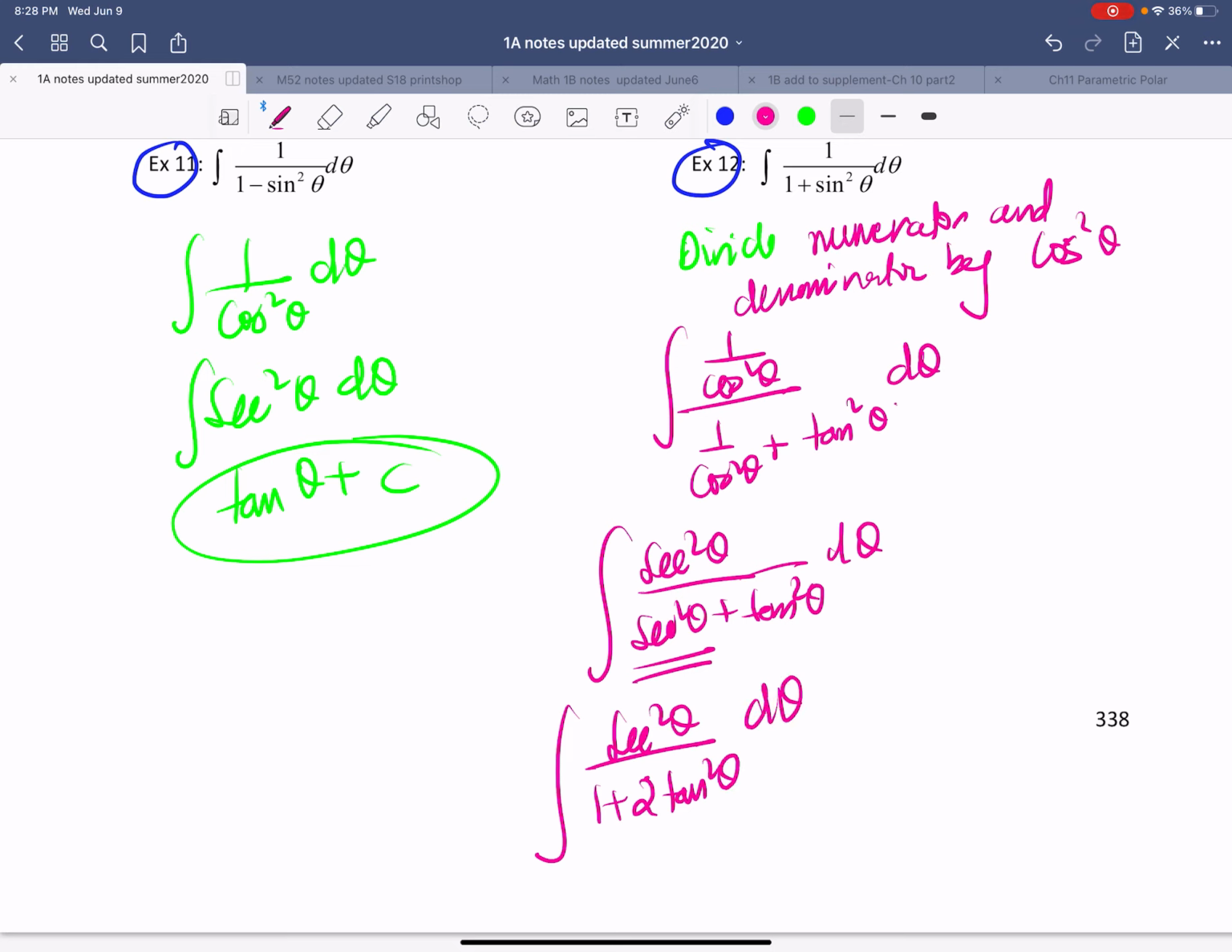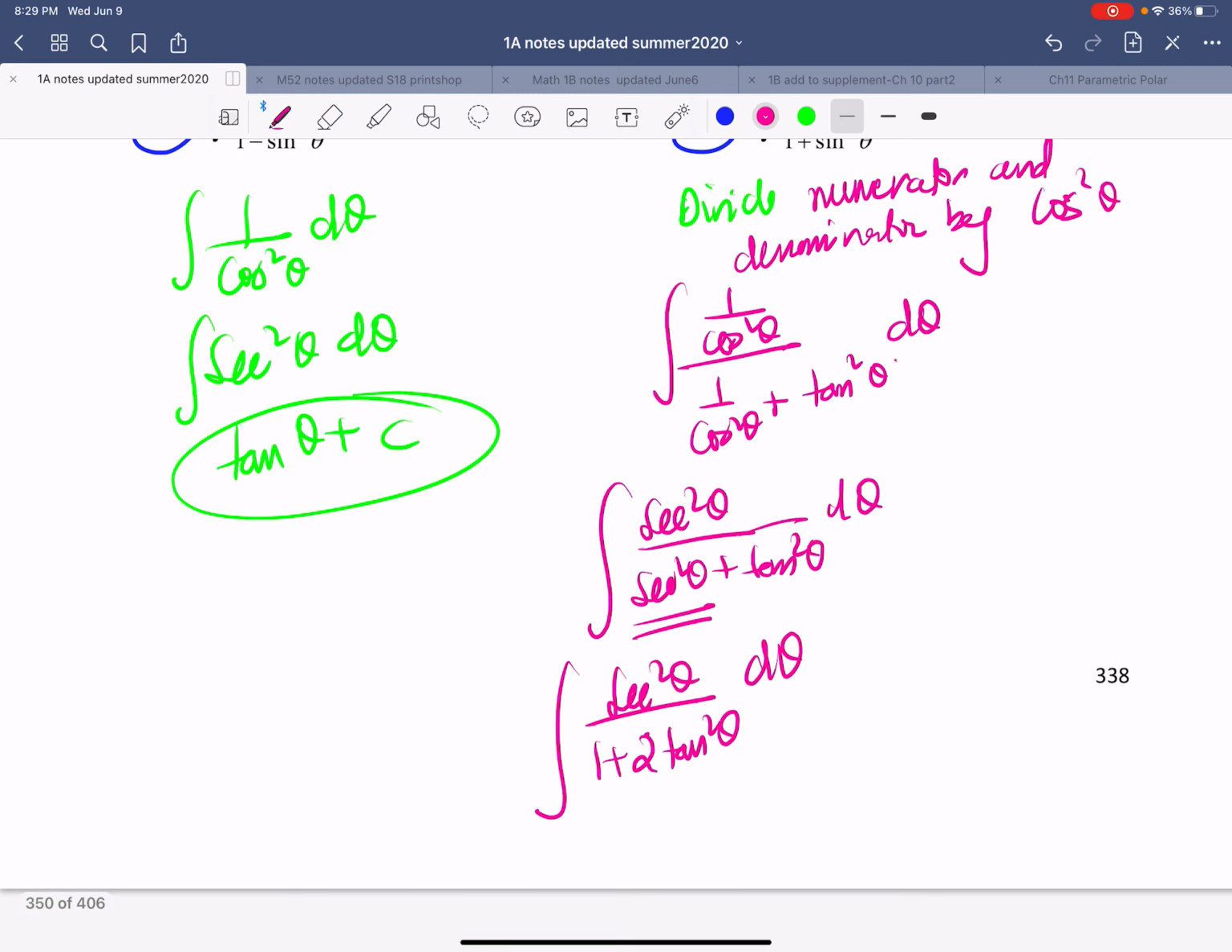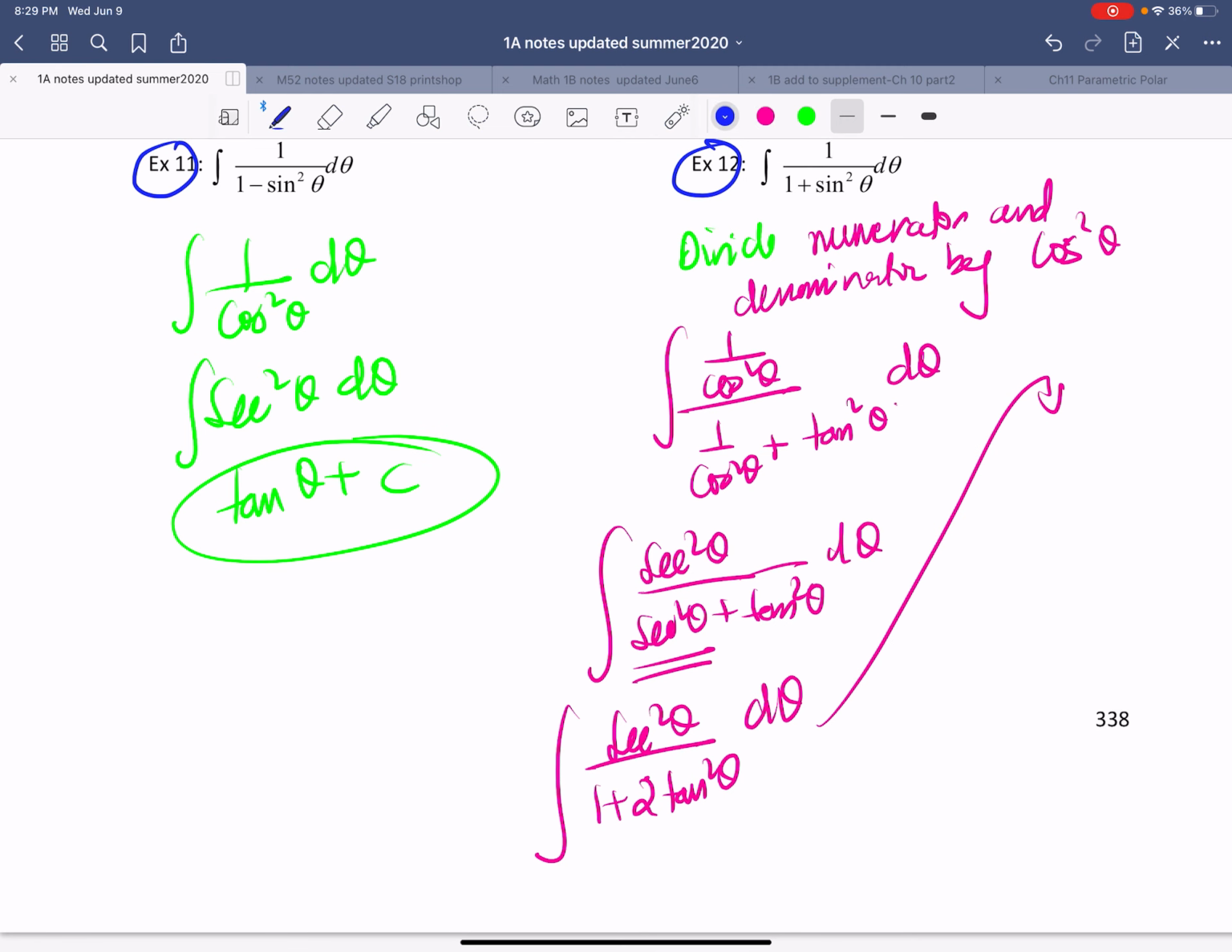And now we can go ahead and let the square root of 2 tan theta be u. This is going to be another trig substitution here. So we can let square root of 2 tan theta be u, and then du d theta will be square root of 2 secant squared theta. That would be du d theta. Square root of 2 secant squared theta d theta will be du.